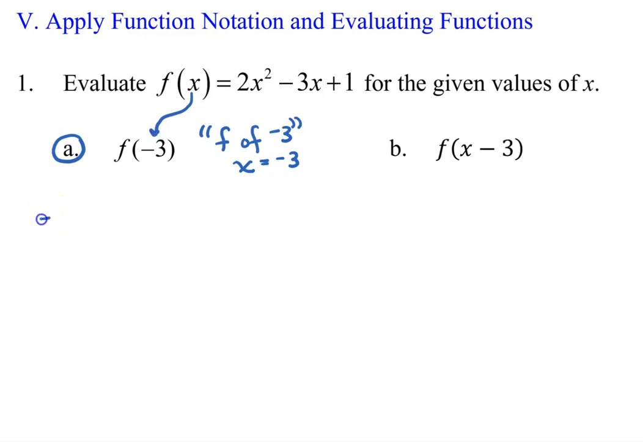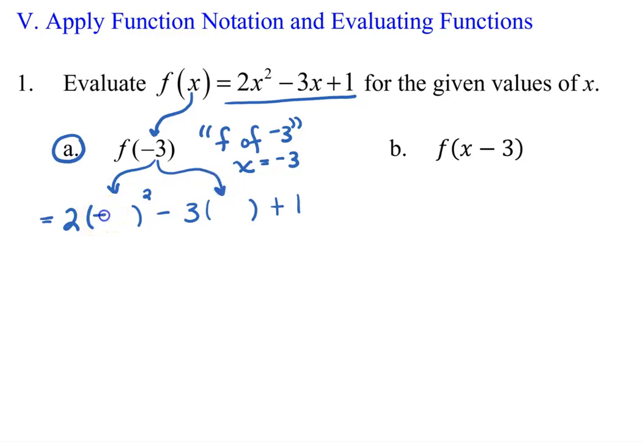So what we're going to do is take this function that we're given, 2x squared minus 3x plus 1, and wherever there was an x, we're going to plug in -3. So we'll plug in a -3 here and a -3 here. Now we do the math. Now you have to remember your order of operations. So we have to square before we multiply.